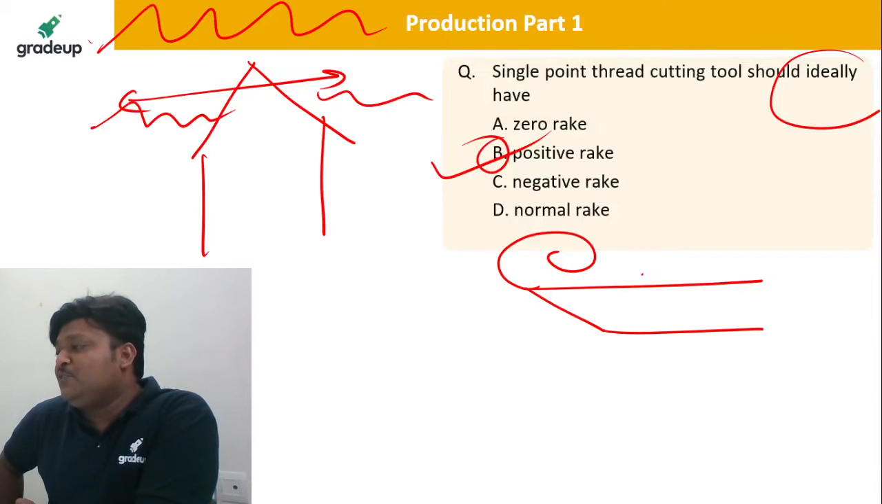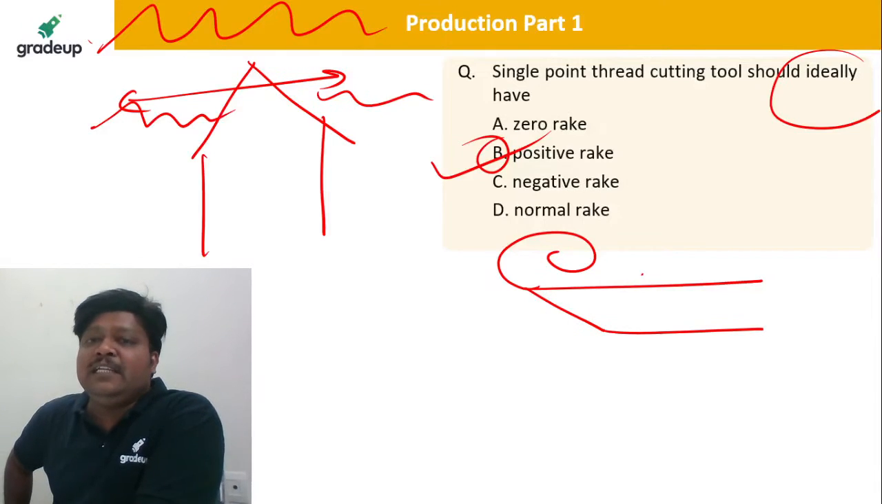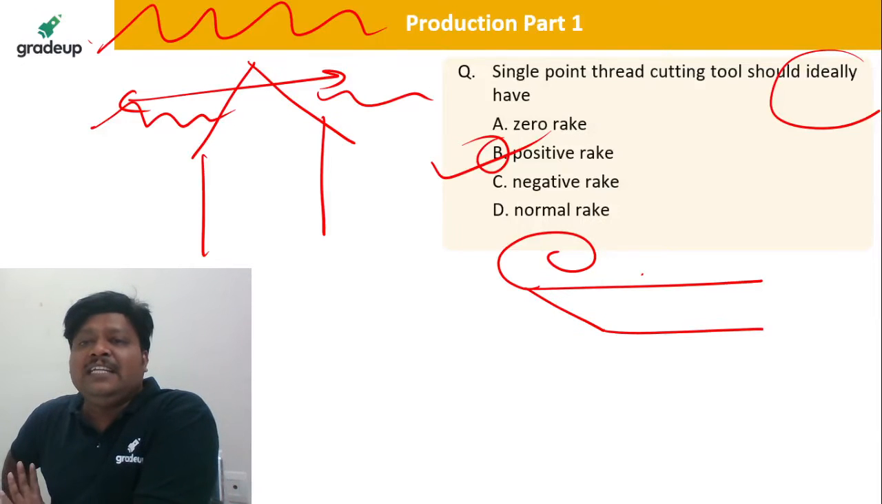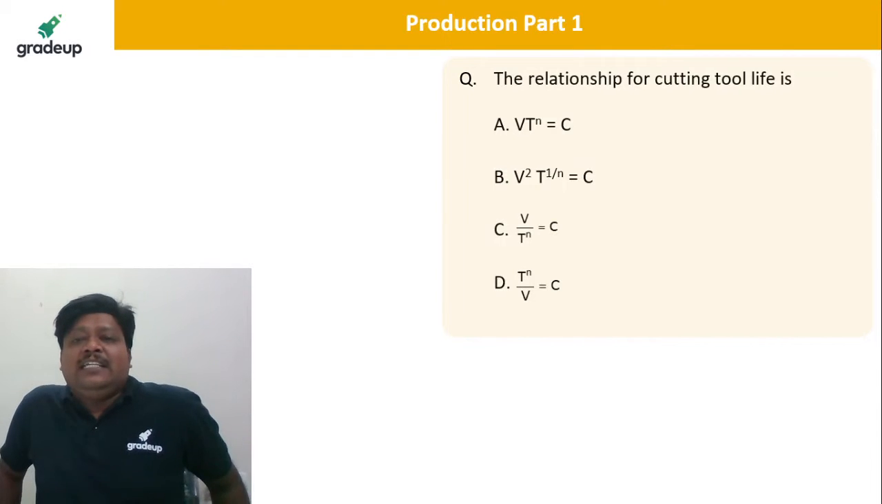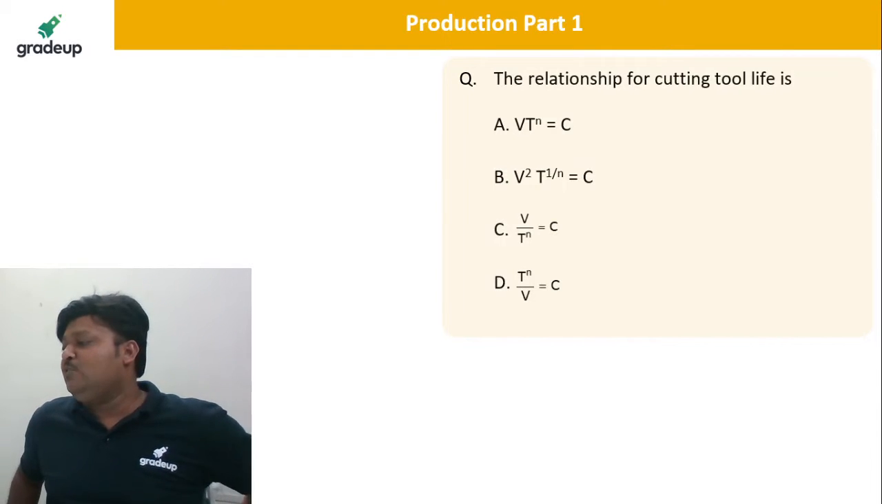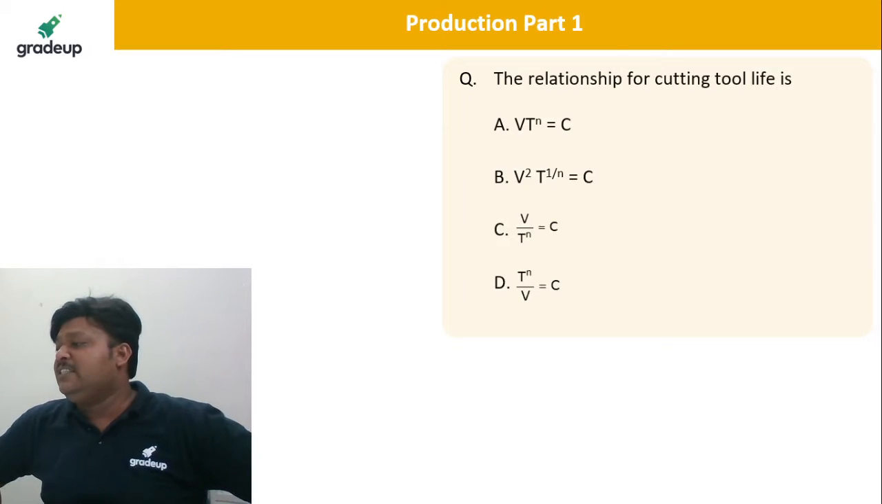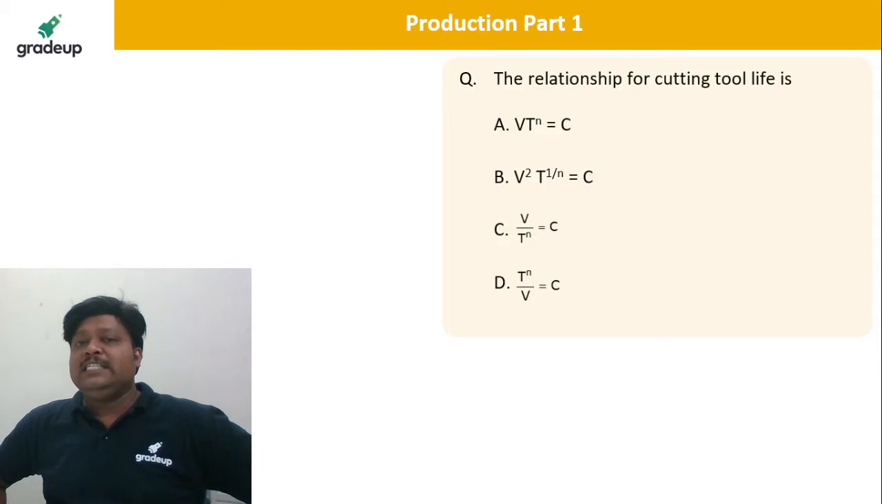Ramisman, very nice. So B is the correct answer, but in general we use the straightforward way, that is the zero rectangle. Next question. A very famous equation, Taylor's tool life equation. What is the answer?